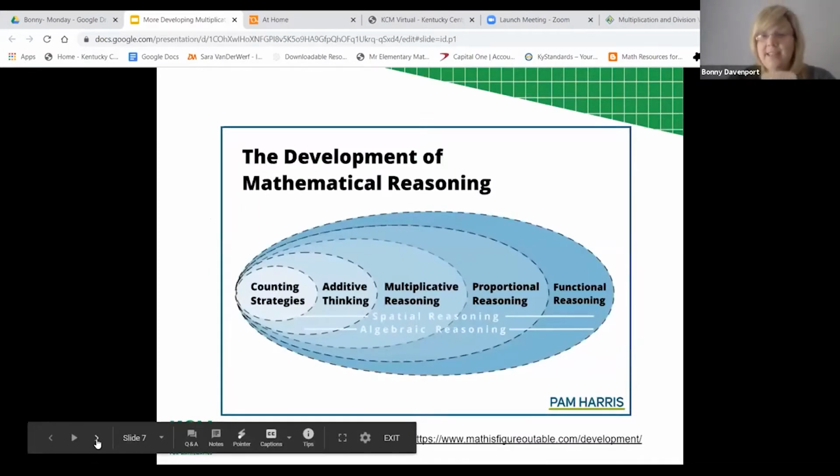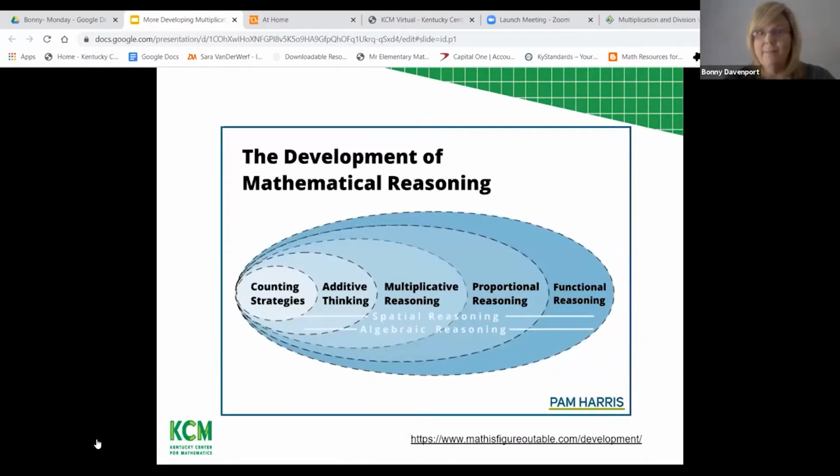Okay, so we have used this particular diagram many times, and it's from Pam Harris, and it's talking about the development of mathematical reasoning. You can see that each group is inside the other one, starting off with counting strategies, where students are counting one at a time. In multiplication, you may see kids make 3 groups of 3 and then go 1, 2, 3, 4, 5, 6, 7, 8, 9. So they're stuck in that counting strategy sequence. And as they grow, they move into additive thinking, where they're thinking about bigger chunks of the numbers. They may be skip counting at that point, 3, 6, 9, but they're still counting there.